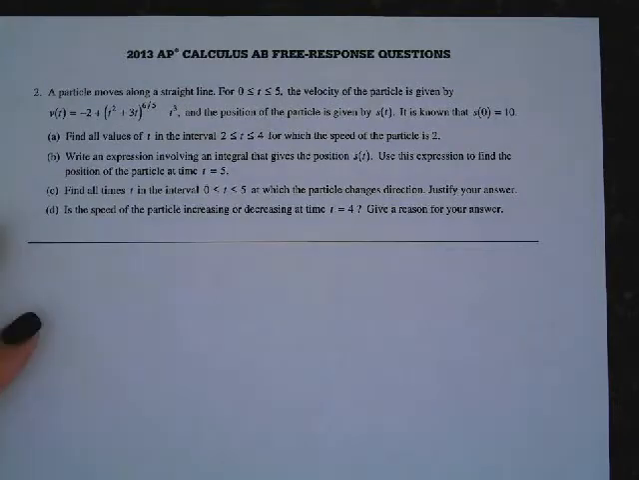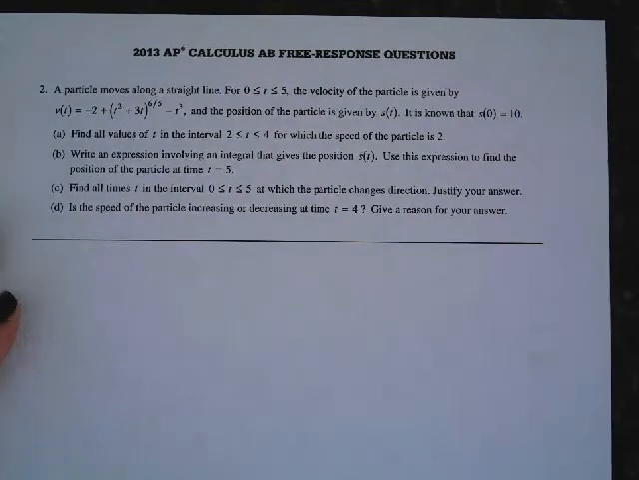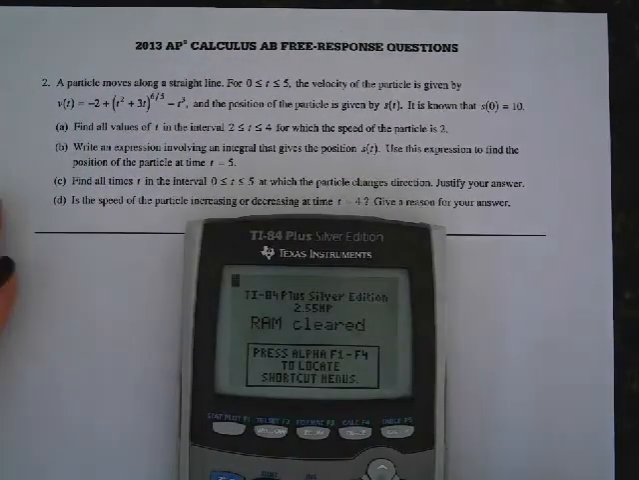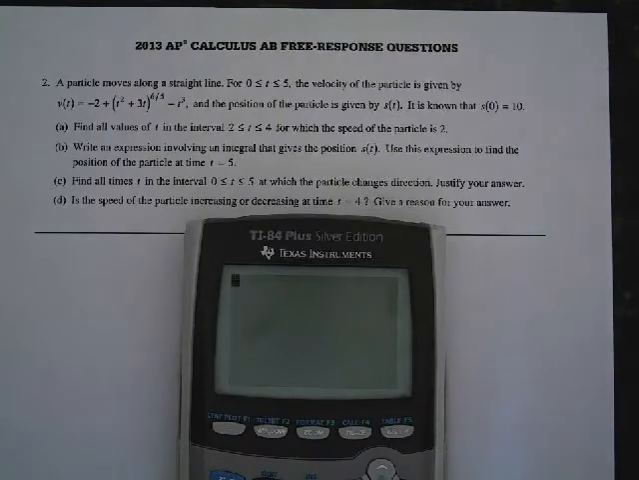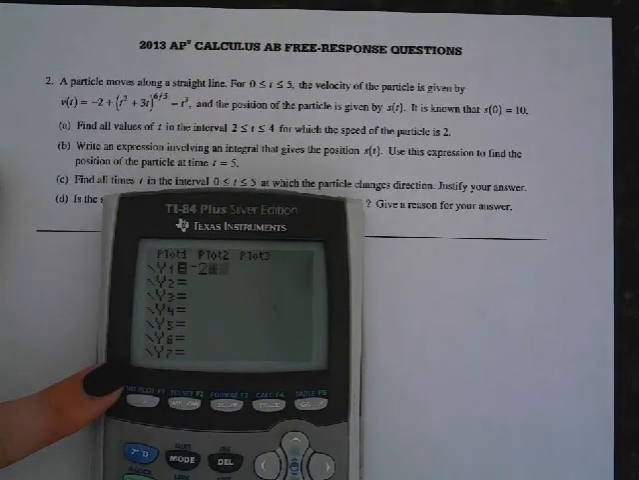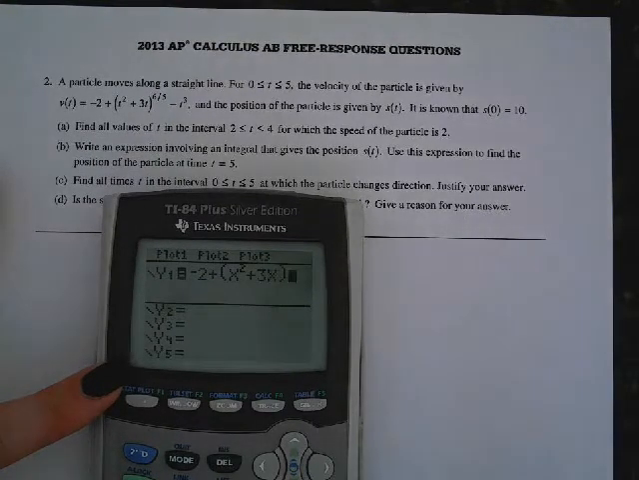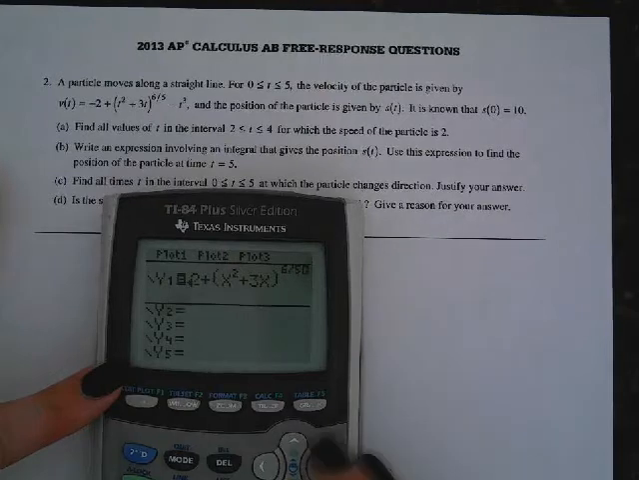All right, so this is the second FRQ on the 2013 AB calculus exam, and since it's number 2, that means we're going to use our calculator. So I went ahead and just cleared it from the last problem I did. They have the velocity. I'm going to graph this, and the reason that I'm graphing it is because if I type it perfectly now, I don't have to worry about typos later.